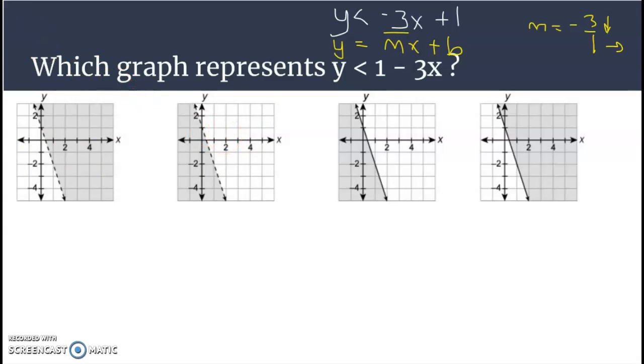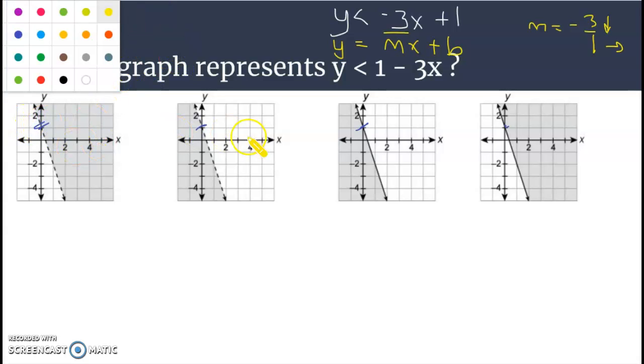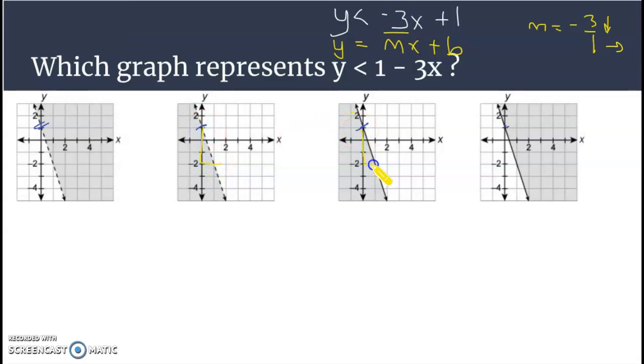Let's first double check to make sure we have this plotted right. Okay, we want to cross at 1. Notice all of these cross at 1 on the y-axis. And notice they all seem to go down 3, right 1, down 3, right 1, down 3, right 1, down 3, right 1. Alright, so the structure of the lines looks the same. We need to choose the one that's a dashed line, which is one of the first two.